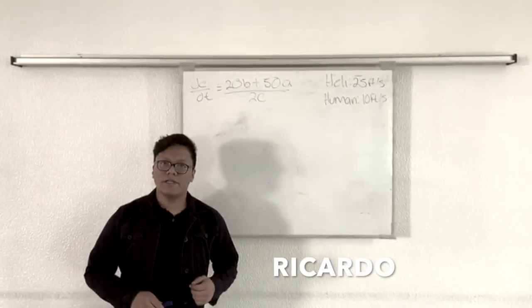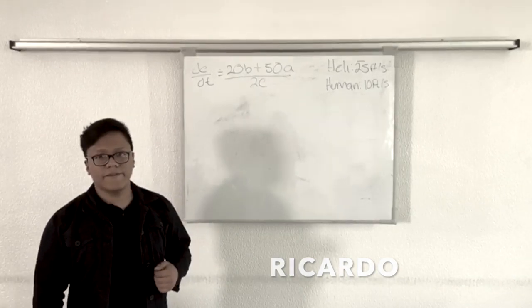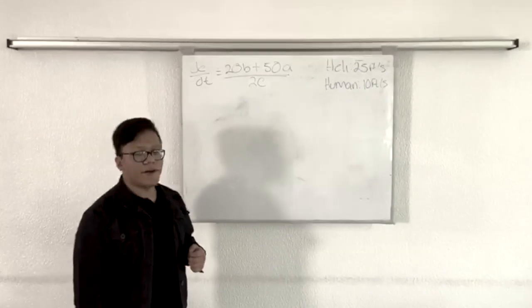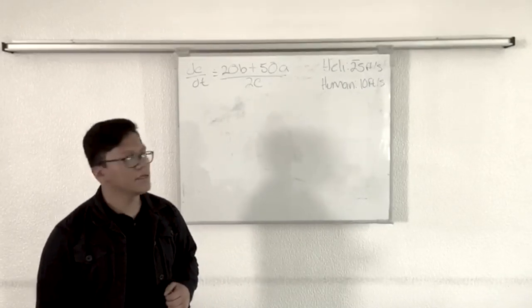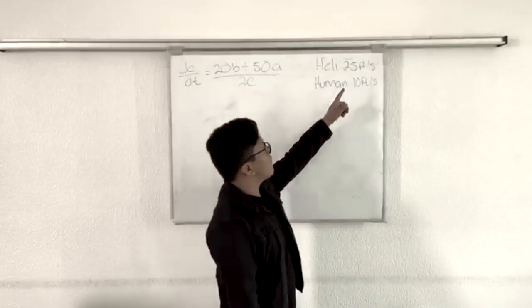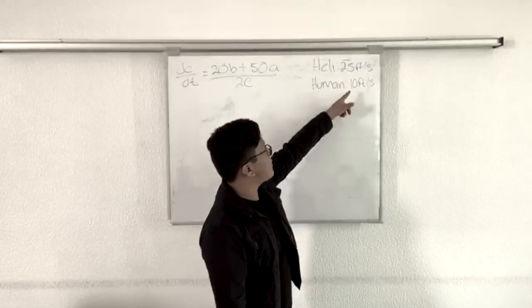As the problem requires that we find the related change after 5 seconds, we're gonna find the distance after 5 seconds of each, the helicopter and the human. For this, we're gonna multiply 5 times 25 and 5 times 10.